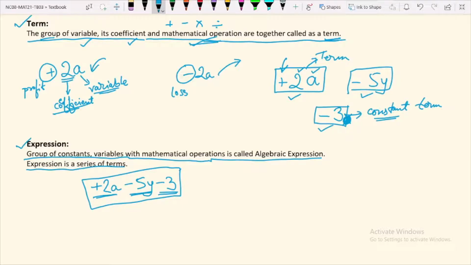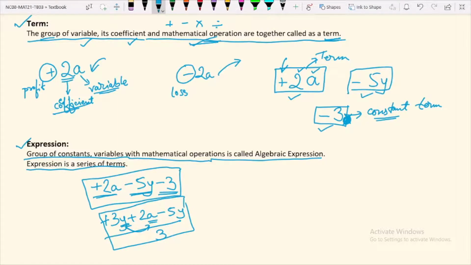Expression is a group of constants and variables with mathematical operations. Expression is nothing but a series of terms. Series of terms means a sequence of terms. Plus 3y plus 2a. The variable can be different. It is not compulsory that all the variables should be y itself in the expression. The variables can differ. The mathematical operations can also differ. Minus 5y whole divided by 3.